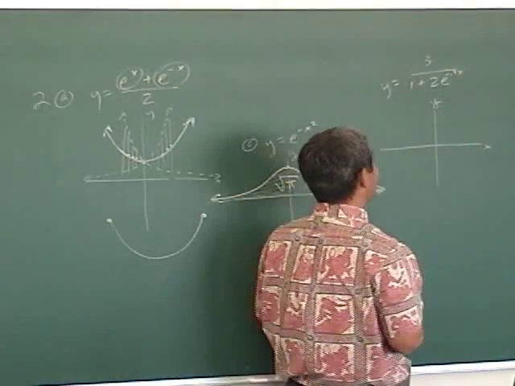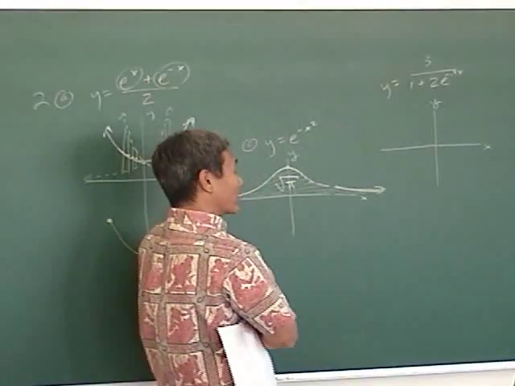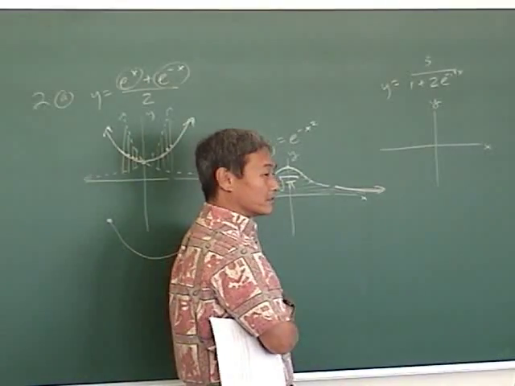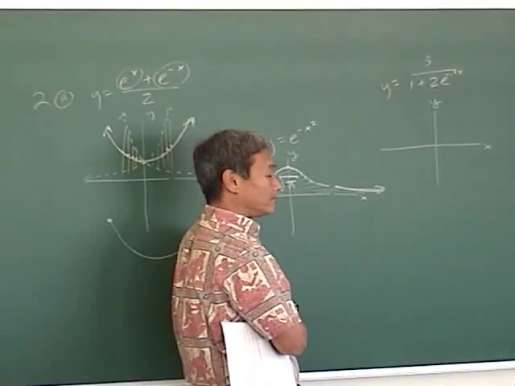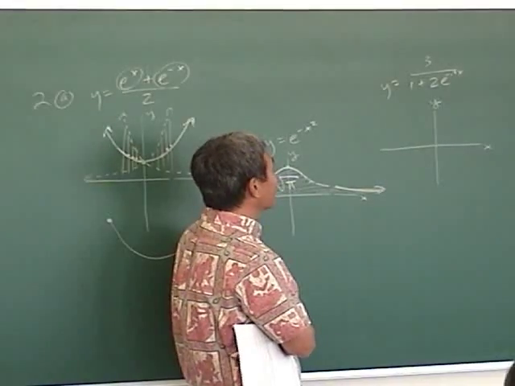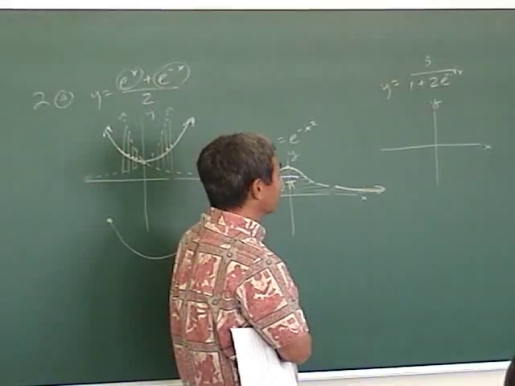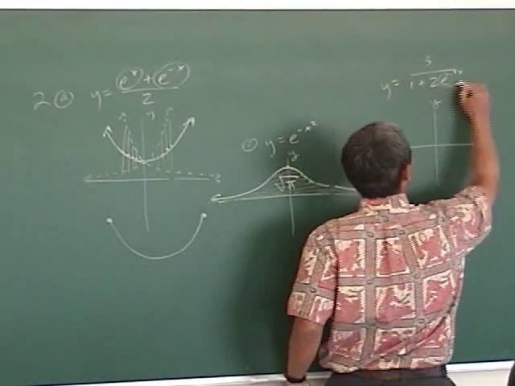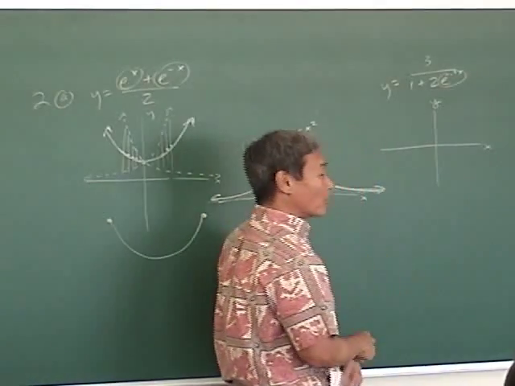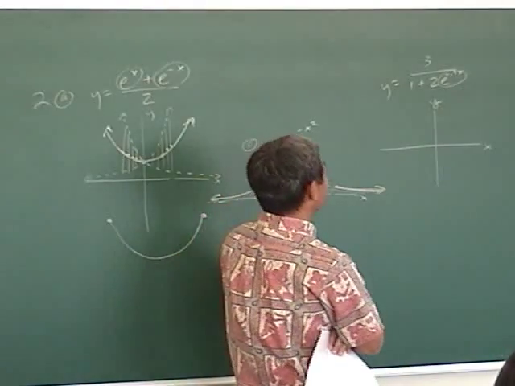As x approaches, okay, let me ask you this. What are the horizontal asymptotes of this function? What happens when you plug in a really big number for x, like a million, billion, trillion? What happens to this? That's the key right there. What happens when you plug in a really big number for x?